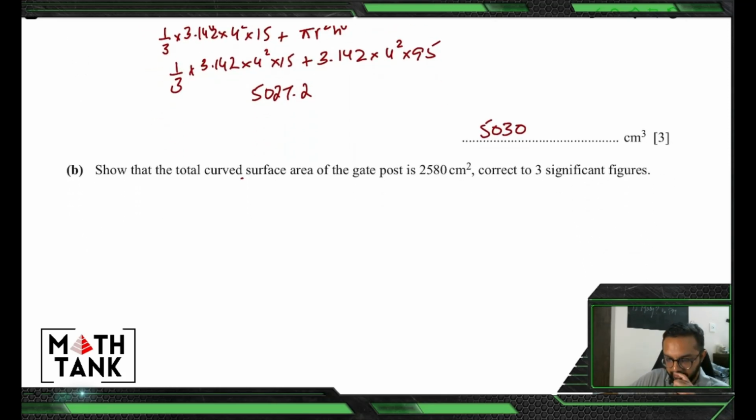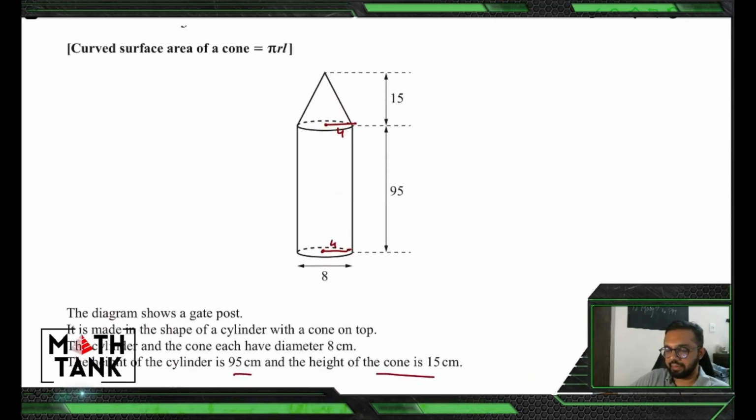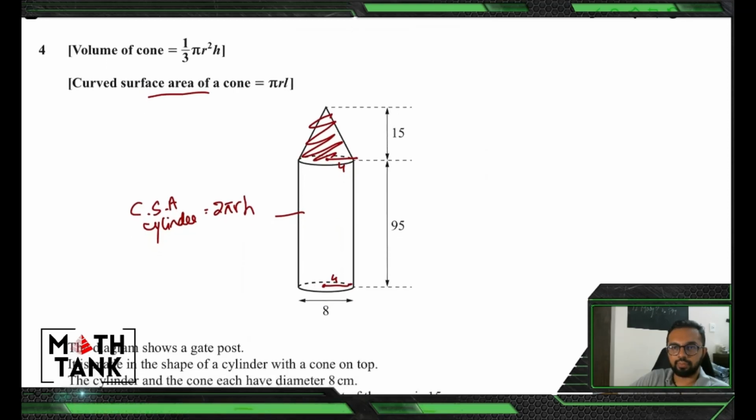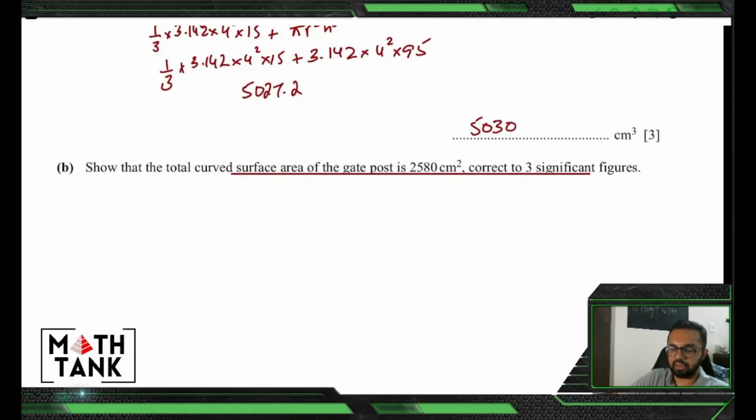Then it says show that the total curved surface area of the gate post is this, correct to 3 significant figures. So the curved surface area of the cone is available to you. What is the curved surface area of the cylinder? The formula is 2 pi r h. You must have done that before. So I'm going to say that my calculations will be pi r l plus 2 pi r h.